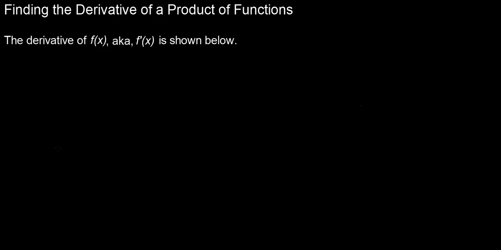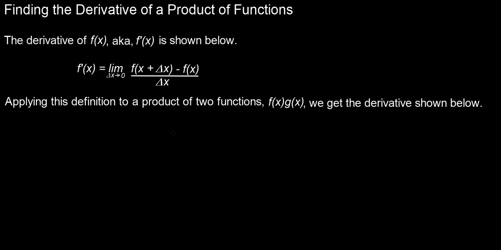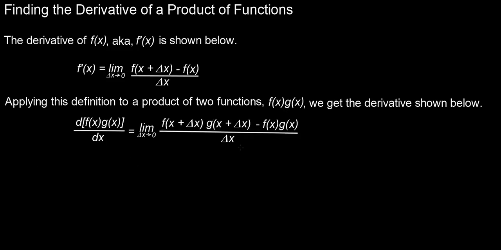Before I get there, I want to remind us of what the definition of the derivative of a single function is. So if we have a function f of x, then the derivative of f of x, which is sometimes also known as f prime of x, is given by this equation. And what we're going to do is apply that definition where the function that we have is really a product of two functions, f of x times g of x. When we apply that definition, here's what we get.